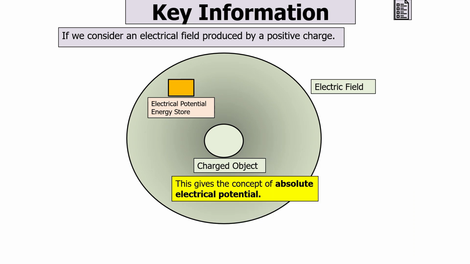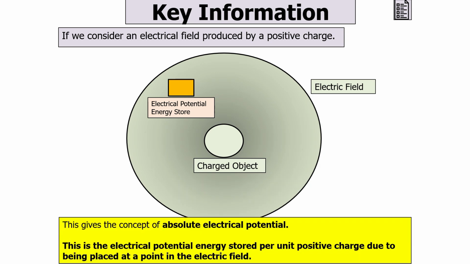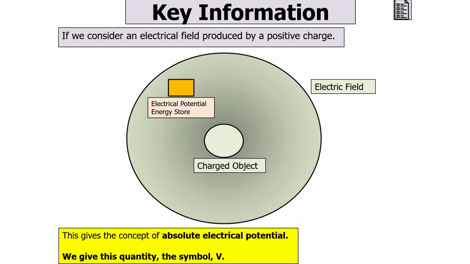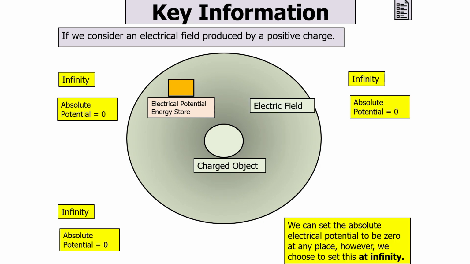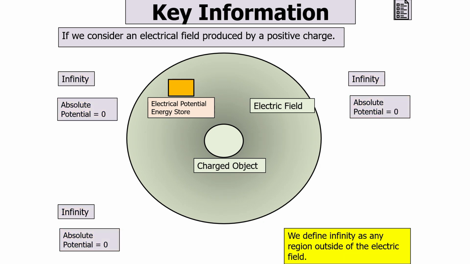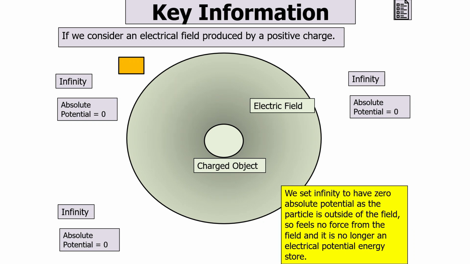So this gives us the concept of absolute electrical potential. This is the electrical potential energy stored per unit positive charge due to being placed at a point in the electrical field. We give this quantity the symbol V. We can set the absolute electrical potential to be zero at any place, however we choose to set it at infinity. We define infinity as any region outside of the electrical field. We set infinity to have zero absolute potential as the particle is outside of the field, so feels no force from the field, and it is no longer an electrical potential energy store.